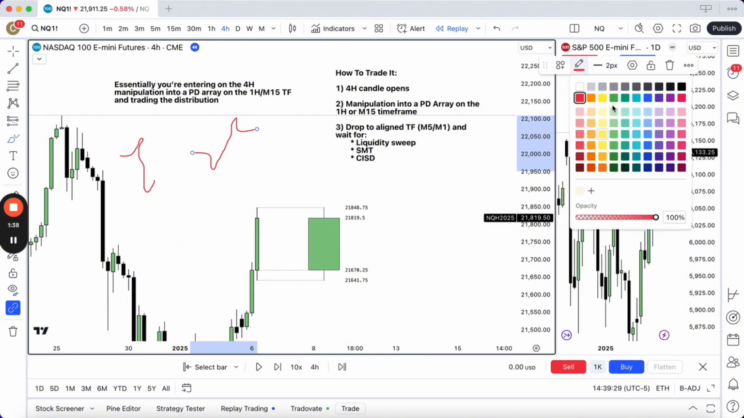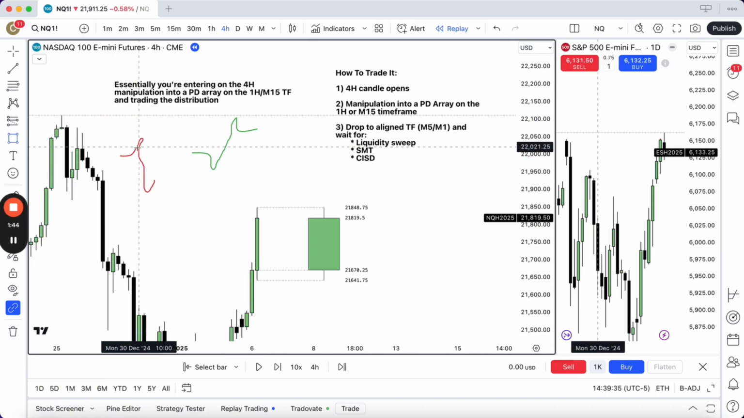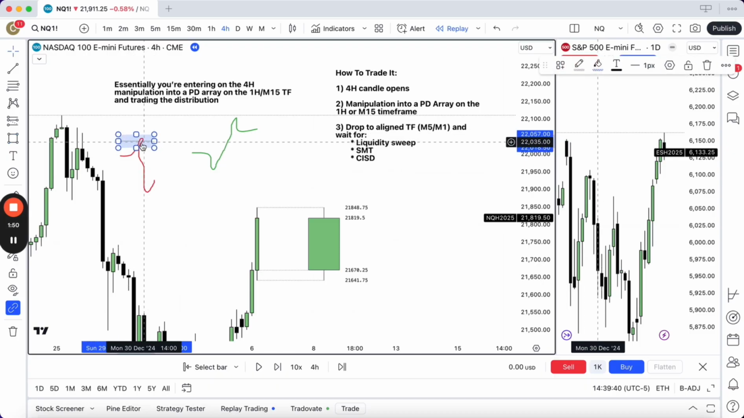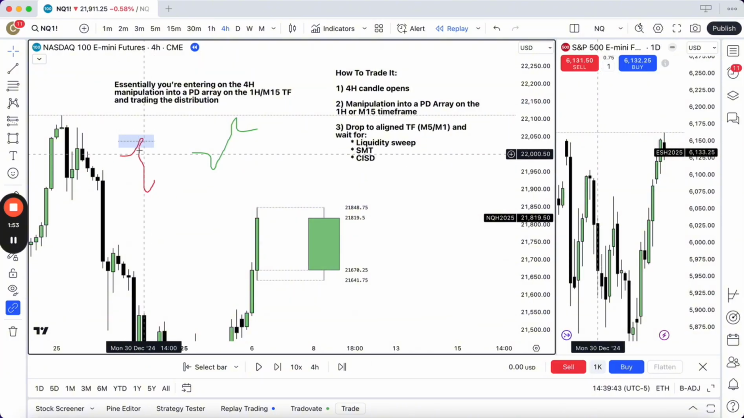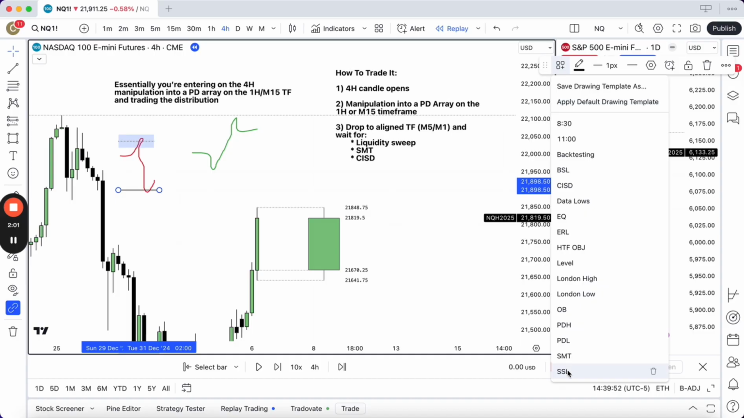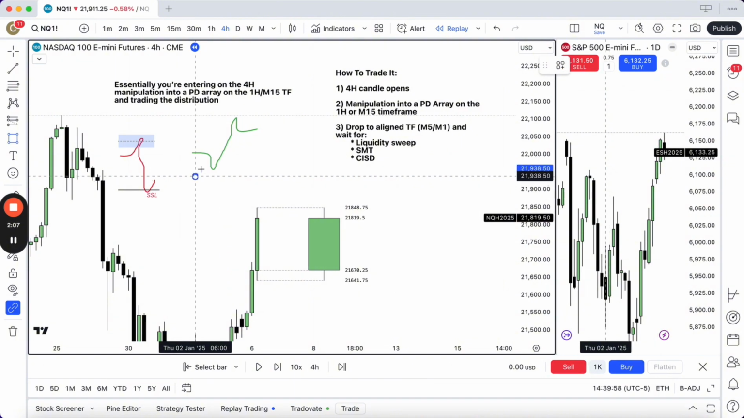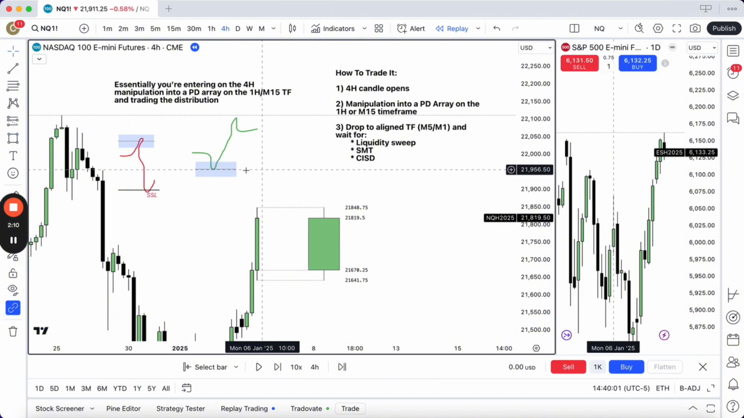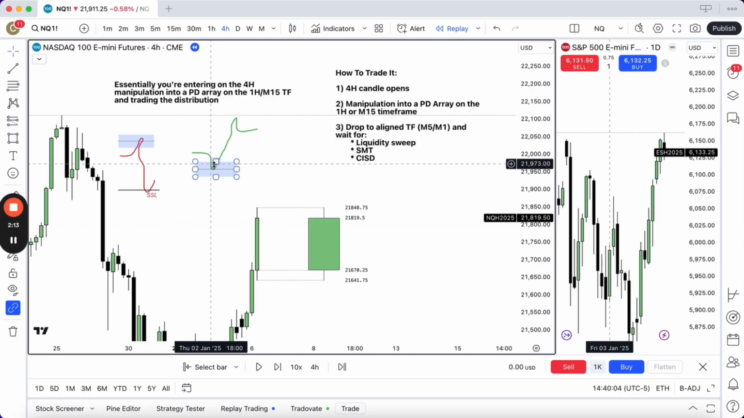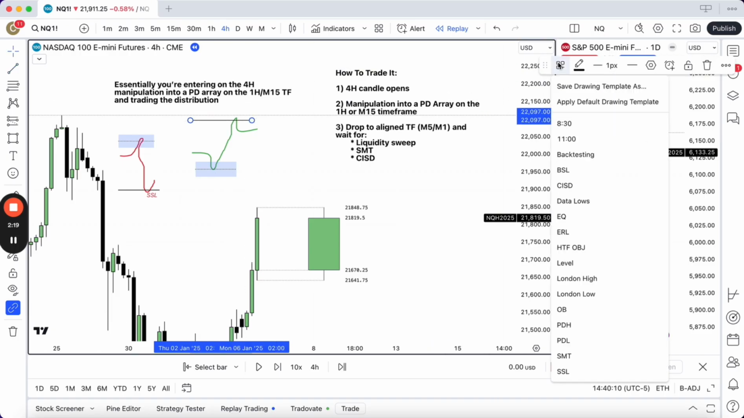What you're doing essentially is catching this manipulation. In a bearish scenario, price will open, you will catch this manipulation into this hourly or 15-minute PD array, and then you would enter and trade that distribution down. This would be sell side liquidity right here, where you would set your take profit. In the opposite scenario, price would open, trade into an hourly or 15-minute PD array, and then you would enter here, catch that distribution, and this would be buy side liquidity right here, which is where your take profits would be.